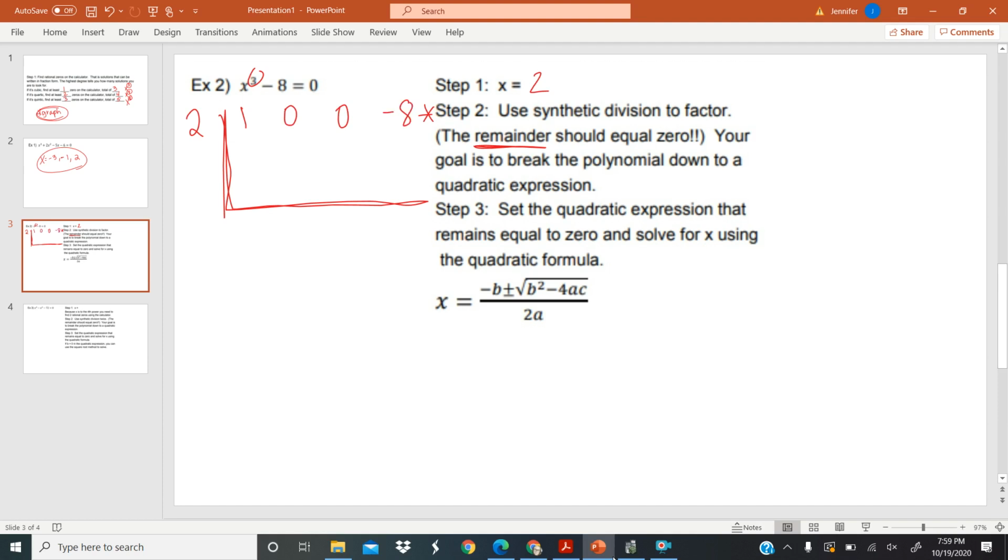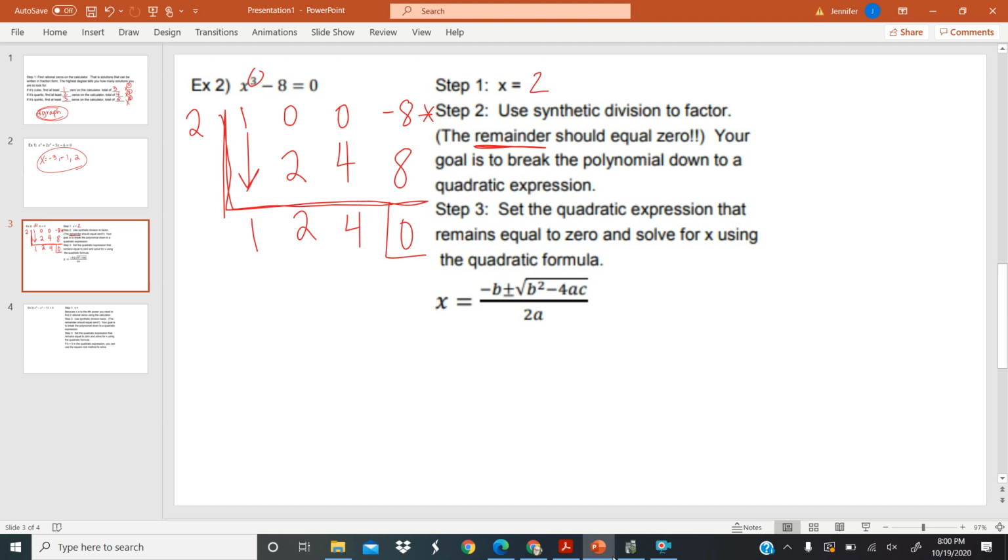So now I'm going to do synthetic division on this so that I can break it down from this cubic to a quadratic. So first I'm going to drag down my first coefficient of 1, and I'm going to multiply that by the 2 on the outside and put it in the next column. So 1 times 2 is 2. Now I need to add my column. 0 plus 2 is 2 again. 2 times 2 is 4. 0 plus 4 is still 4. And then 4 times 2 is +8. And -8 plus +8 gives you that remainder of 0.